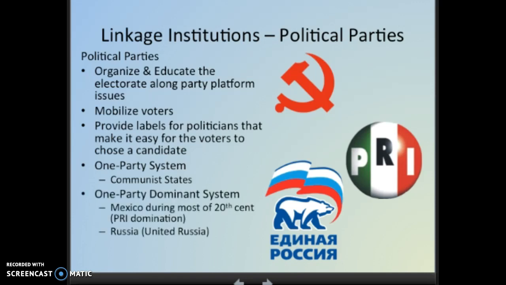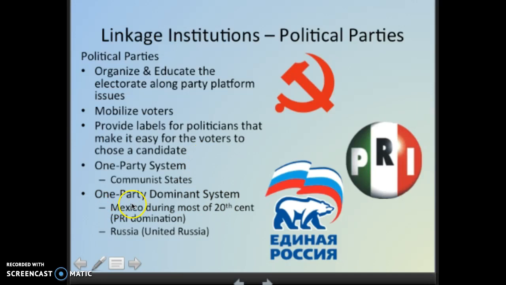Then you have one-party dominant system. This is a party system in which one large party directs the political system, but small parties exist. So one-party system, there is only one party. They're the ones in control of the government. It's really the only choice voters have.